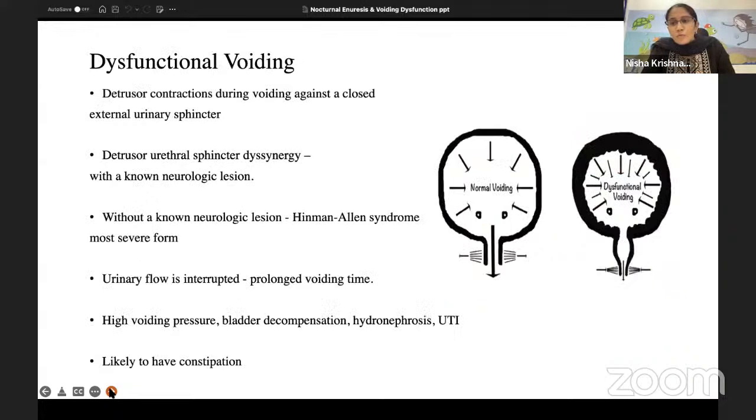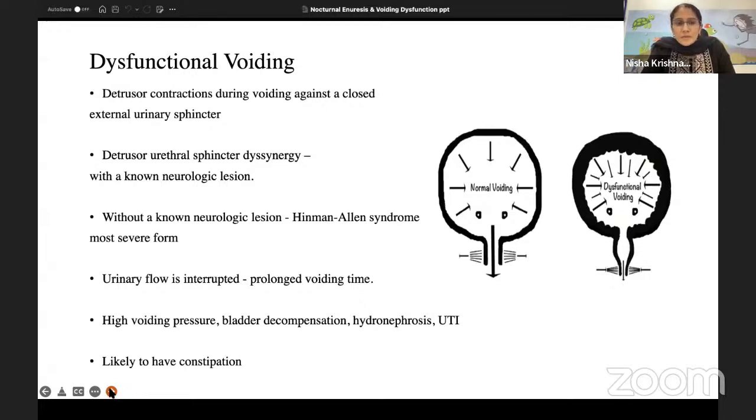The third category of voiding dysfunction is dysfunctional voiding. Normally when we void, the detrusor has to contract, and the external sphincter, the bladder neck, and the pelvic floor muscles have to relax so that there is a free flow of urine out of the bladder. However, if for whatever reason the external sphincter doesn't relax, or the pelvic floor muscles do not relax, or the bladder neck does not, then there is a counterproductive action of the detrusor contraction against a closed outlet. So this kind of voiding becomes a very periodic voiding.